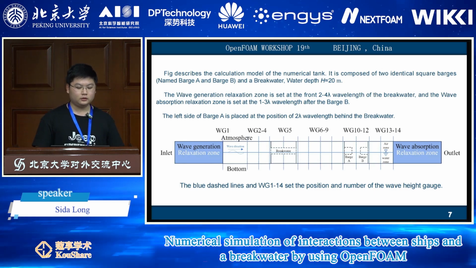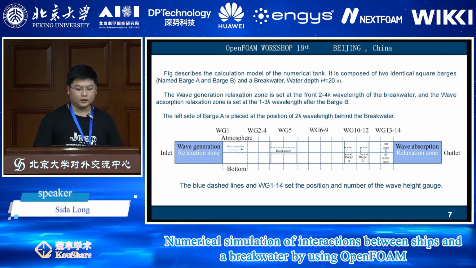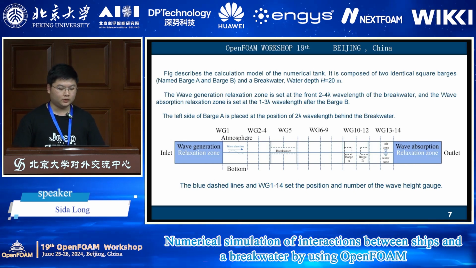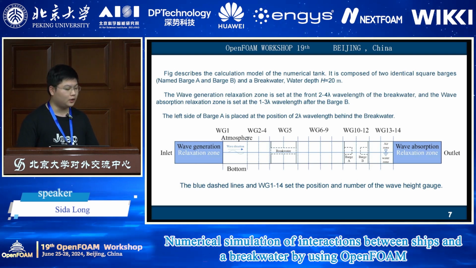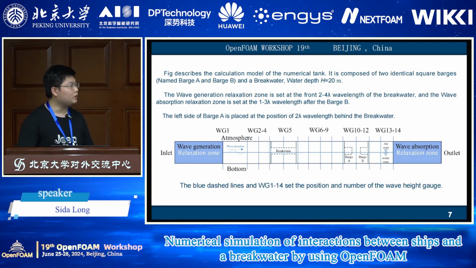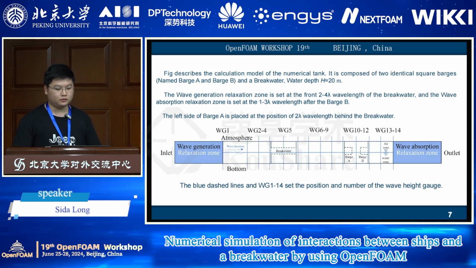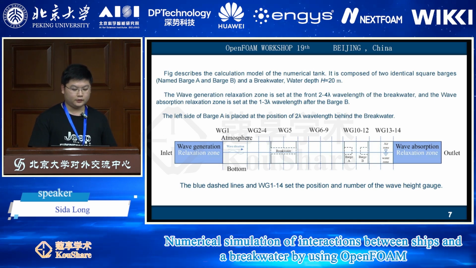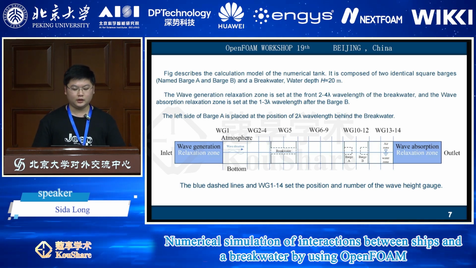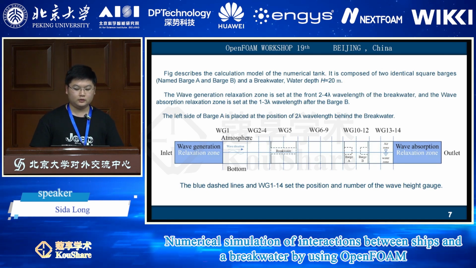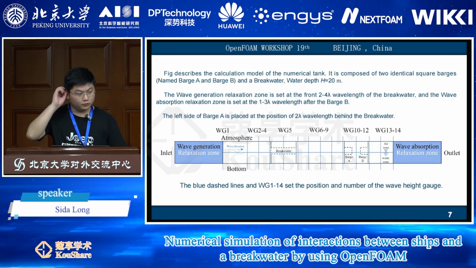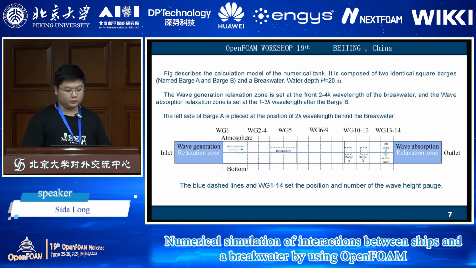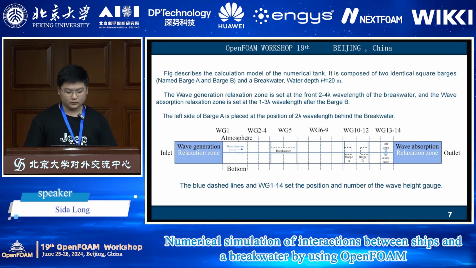And the wave generation relaxation zone is set at the front, 2 to 4 wavelengths from the breakwater, and the wave absorption relaxation zone is set at 1 to 3 wavelengths after barge B. Both relaxation zones are 2 wavelengths long. And the left side of barge A is placed at the position of 2 wavelengths behind the breakwater. And we set 40 wave height gauges at the blue dashed lines in this figure.